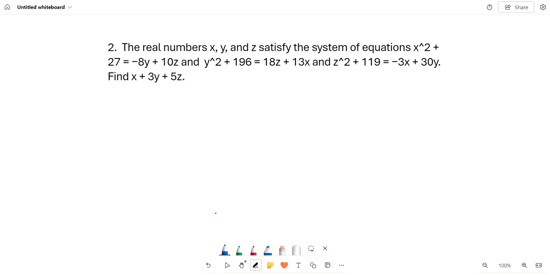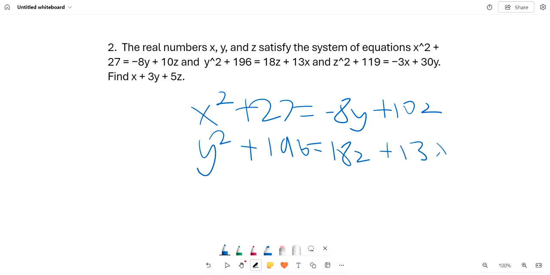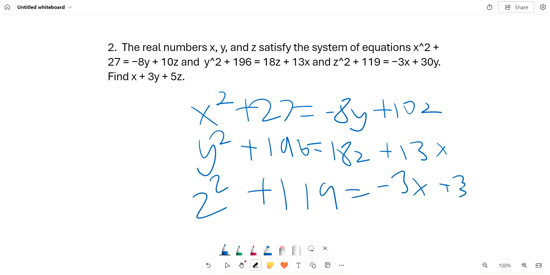So we look at this and we write down the equations. So x squared plus 27 equals minus 8y plus 10z. y squared plus 196 equals 18z plus 13x. And z squared plus 119 equals minus 3x plus 30y. So we can add them first because we want to.